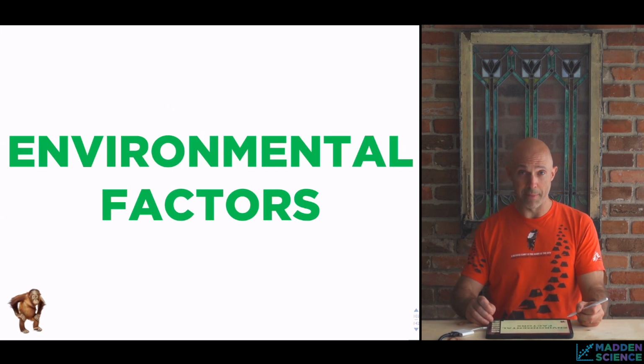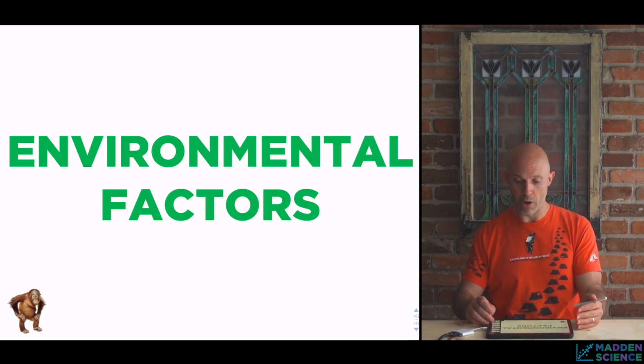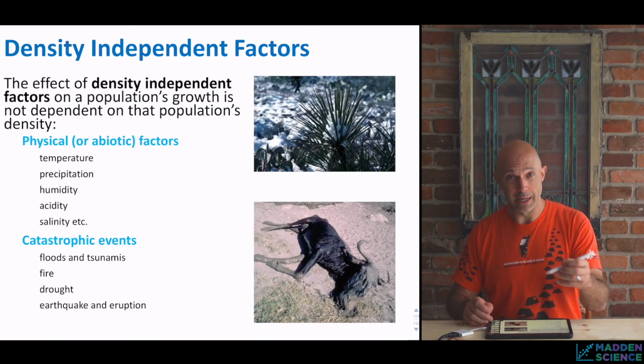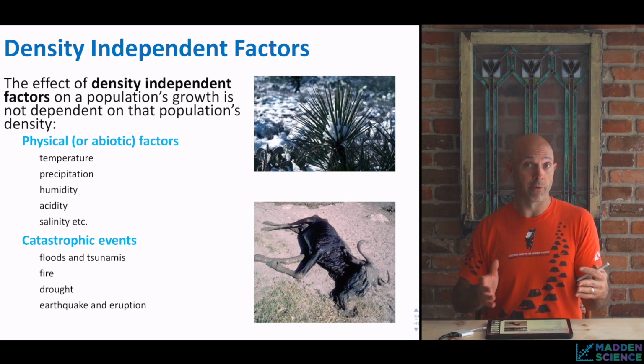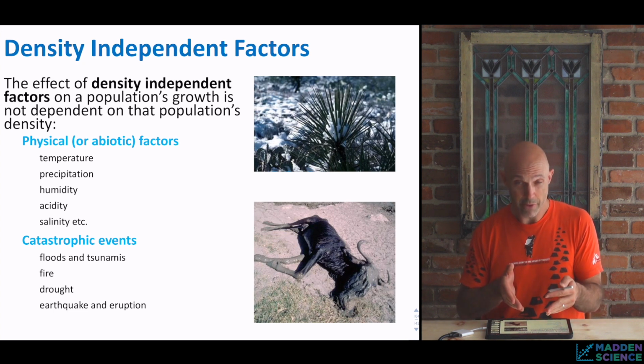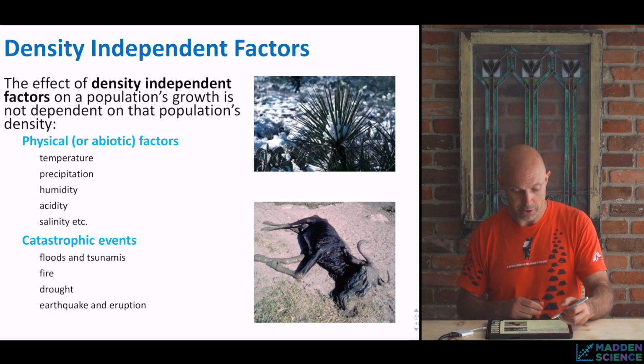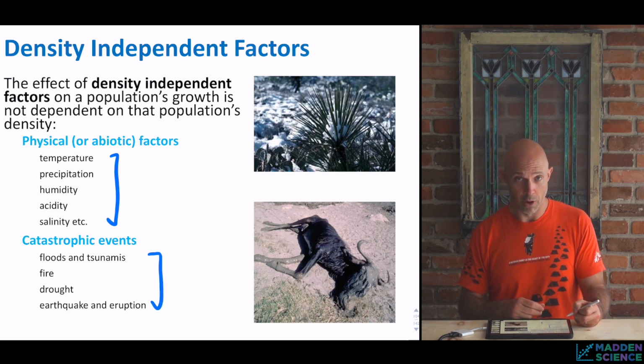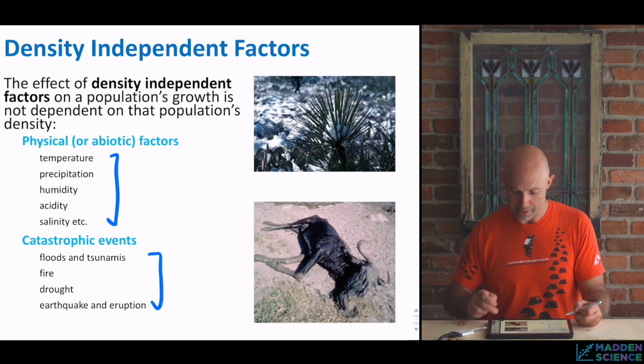So what are these environmental factors that contribute to curbing population growth or changing that slope? Well, here we go. We've got density independent factors, so a few more from the slide we saw earlier. This is a slide from Biozone. Some are physical or abiotic. Again, they're going to be as they are no matter what the population density. And then catastrophic events will also be independent of density.